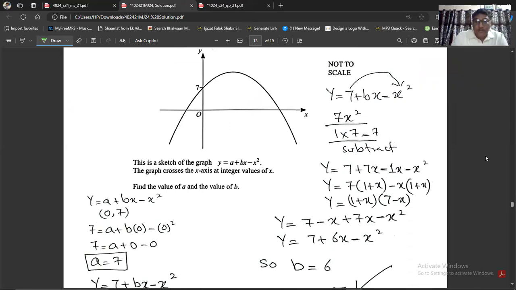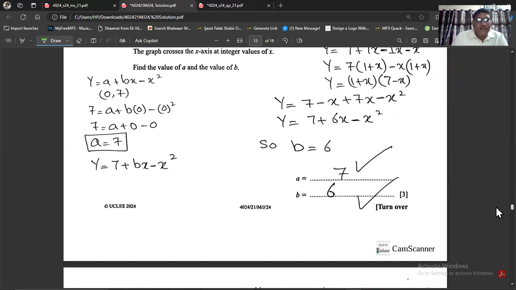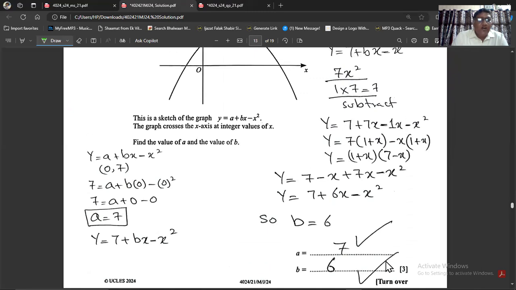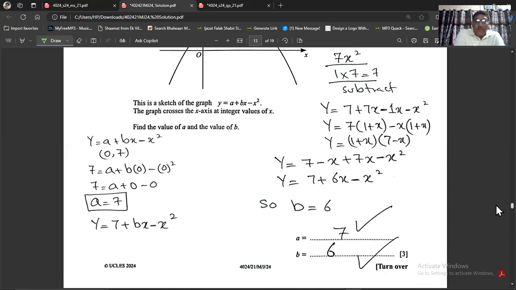Okay, so let me show you here. Here you can see I have done that. So y is equal to a plus bx minus x squared. Because 0, 7 is on this curve, in the place of x, I will put 0, and in the place of y, I will put 7. So 7 is equal to a plus b into 0 minus 0 square. So 7 is equal to a plus 0 minus 0. So a will be equal to 7. So now very straightforward, a is equal to 7. But there is no other point given here, and I want to find out now the value of b.